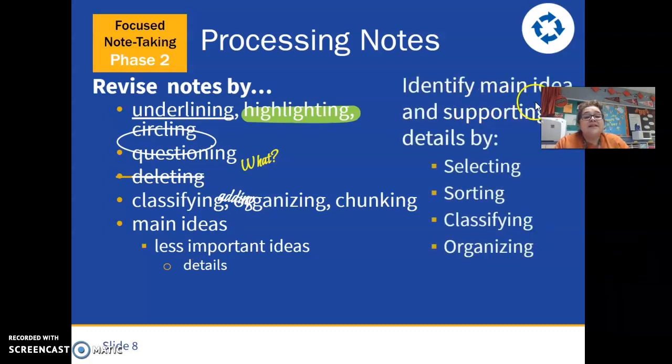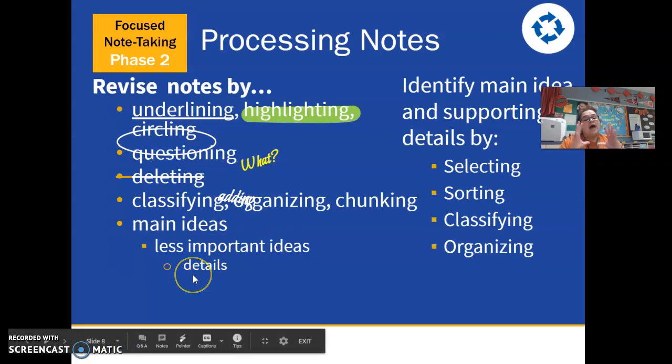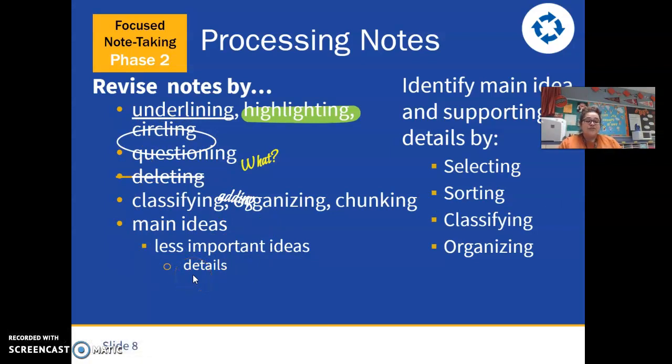All right, when you identify main ideas and supporting details, you select what it is, you sort it out, you classify it, and organize it. So this is going to be mainly for people who do like to write more in this outline type format, where I can look through my notes and select certain pieces that go together and maybe move them over here. I sort through what I wrote out and then move it over here. I classify it. Is this a person? Is this a place? Is this a thing? Is this an event? And then I organize all that in a way that makes sense.